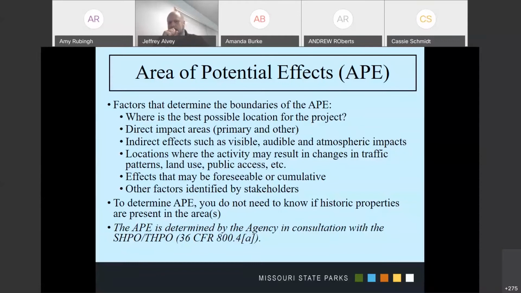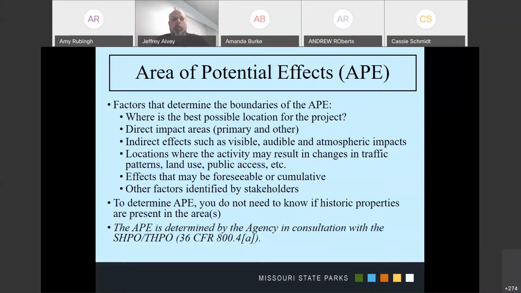So some of those factors: simply, where's the best possible location for the project? What are the direct impact areas, primary or other? And this is the part that I think easily comes to people's minds when you're talking about the area of potential effects. What are the direct impacts or direct effects of a project? But we also have to consider that you can have indirect effects, such as visible, audible, or atmospheric impacts.